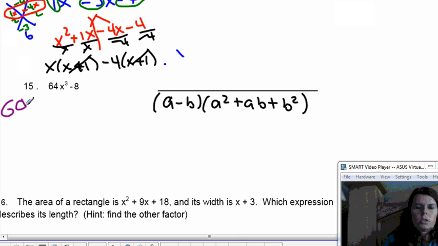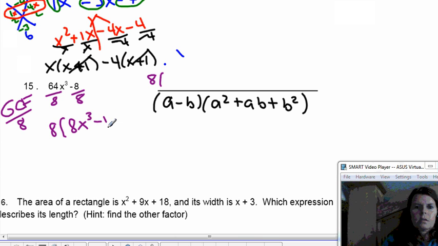Is there a GCF? And I saw one, that's why I was like, oh, wait, we got a GCF of 8. So one of our factors is 8. So 8 parentheses 8x cubed minus 1. Well, 8 and 1 are still perfect cubes. 64 is a perfect cube, 8 is a perfect cube, but so is 8 and 1. So the 8's out there.